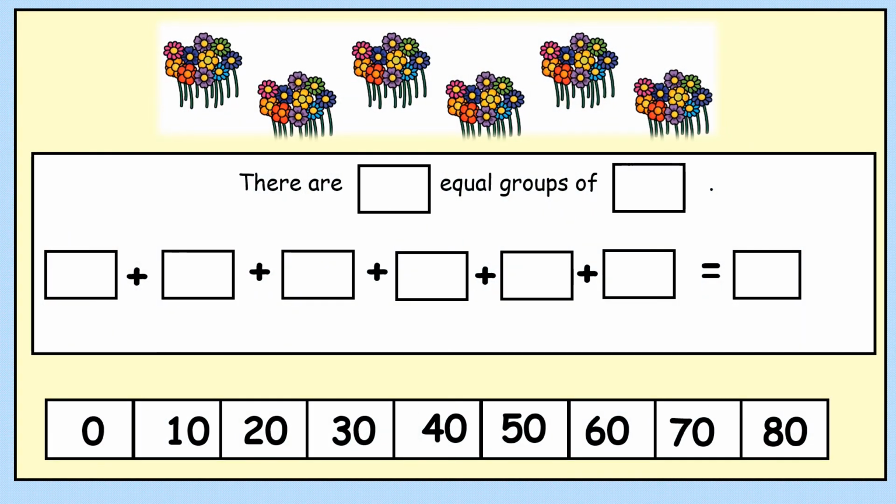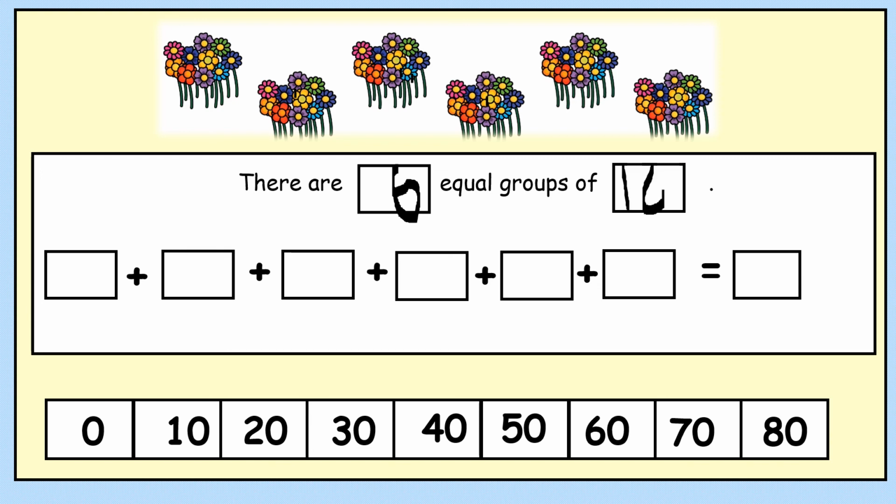Okay, last one. There are something equal groups of something. And write down the number sentence. Press play when you're ready. Okay, how many equal groups are there? There's 1, 2, 3, 4, 5, 6. So there is 6 equal groups of how many are in each group? Let's have a look. I can see 3 and 3, which is 6, plus 2 is 8, plus 2 more is 10. There's 10 in each group.